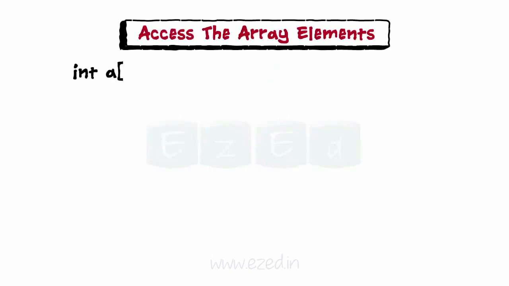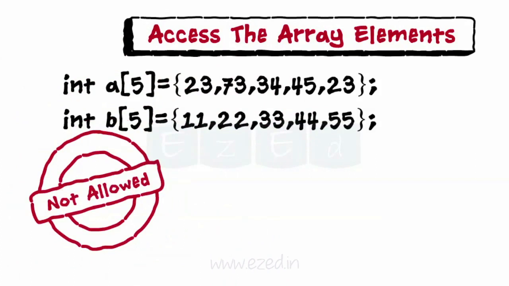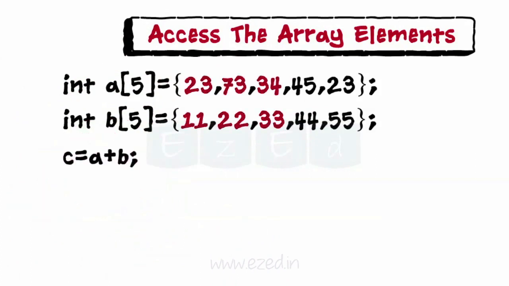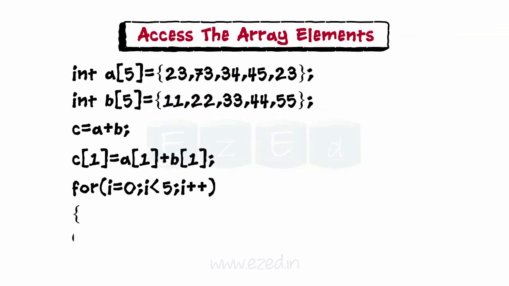Let's learn how to access the array elements. Single operations which involve the entire array are not allowed in C. Operations can be performed on individual elements by accessing them using their indices. If all the elements need to be accessed, then we can use a loop.